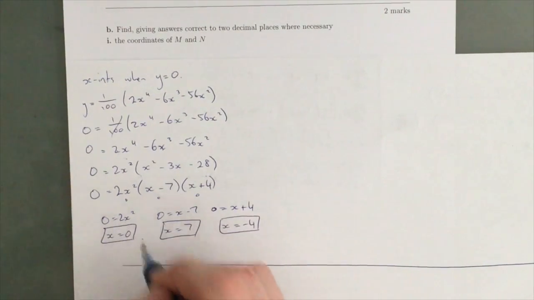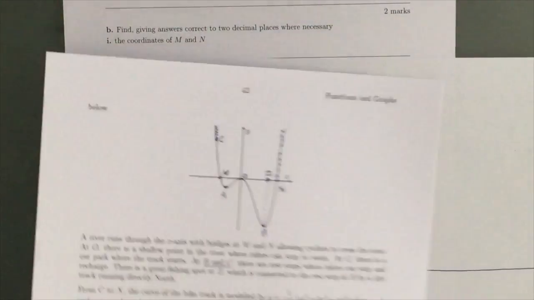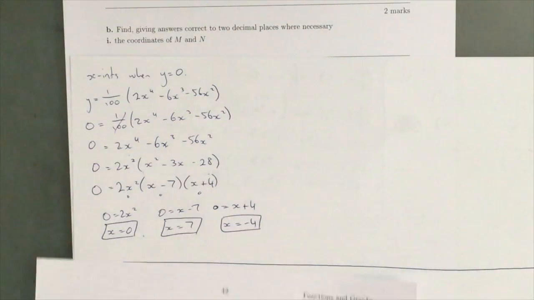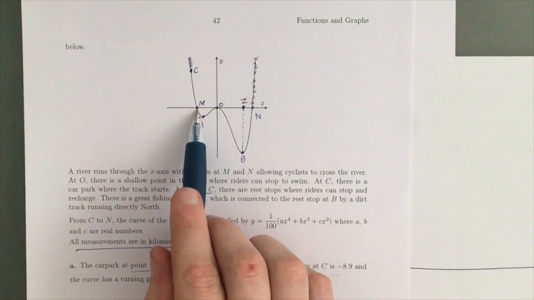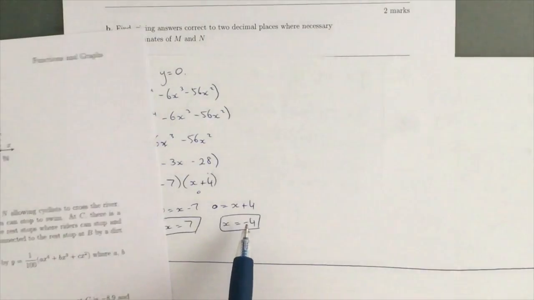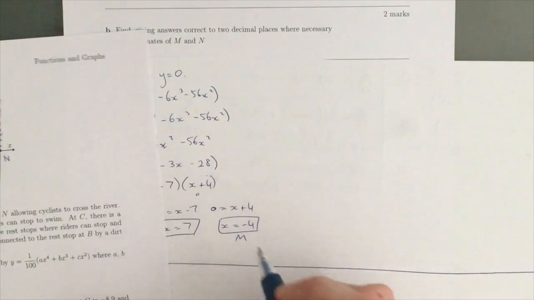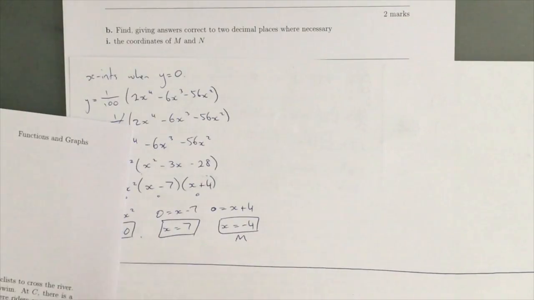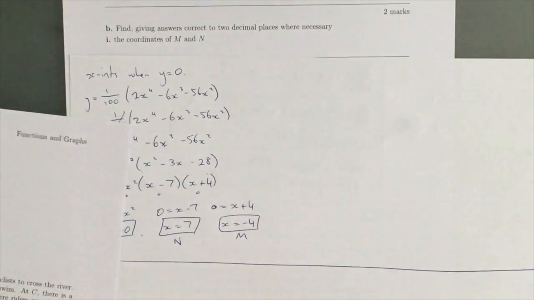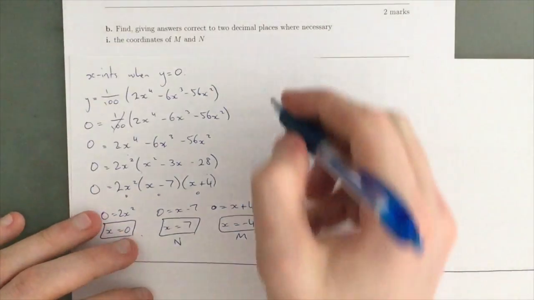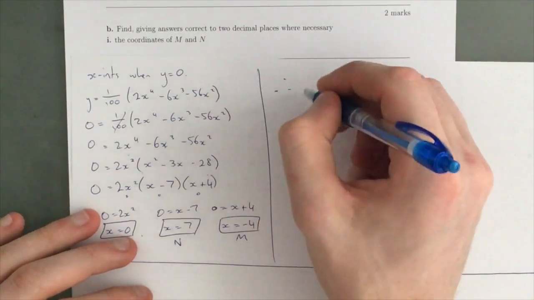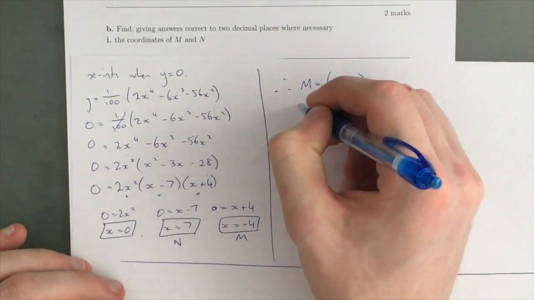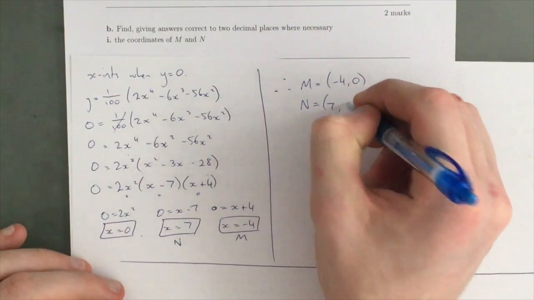Awesome. We know that M and N are not at x equals 0 because O is at x equals 0. M is on our negative side of the y-axis, which means that M occurs here, and N is on our positive side, which means it occurs at x equals positive 7. Therefore, M equals negative 4, 0, and N equals 7, 0.